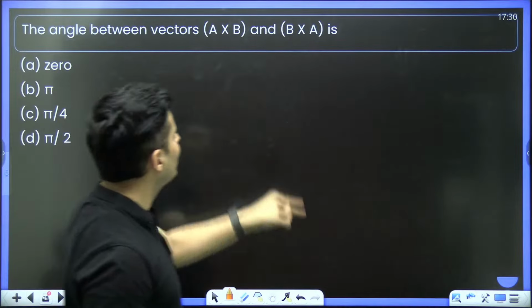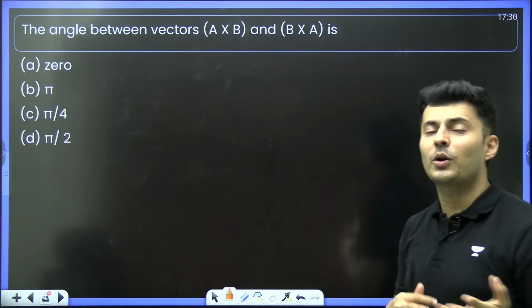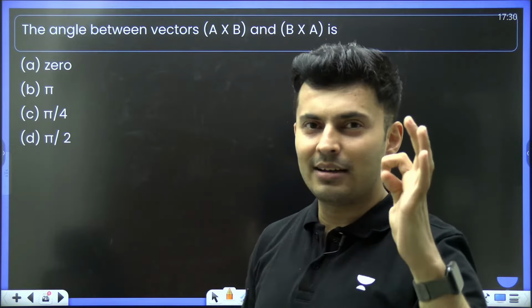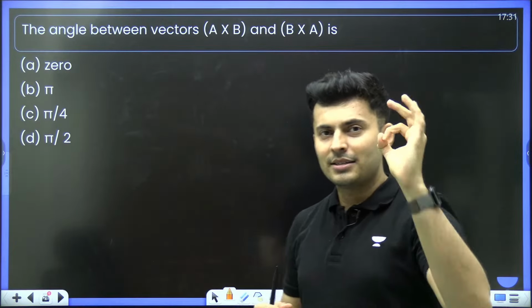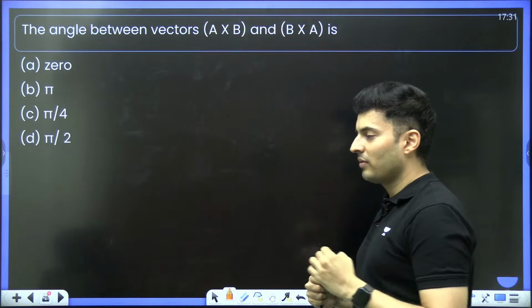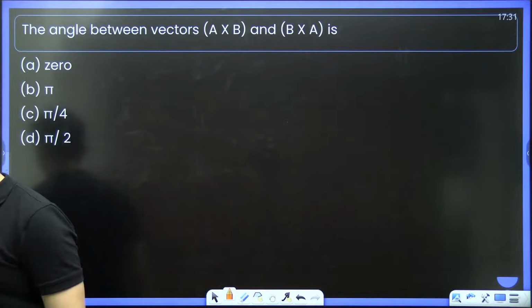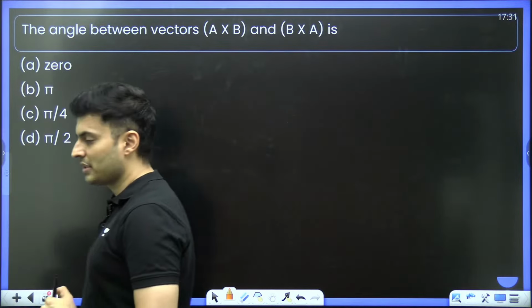The angle between vector A cross B and B cross A, very straightforward, very direct. You would have definitely seen this in the theory of the cross product. Come on, my dear warriors. What is the correct answer for this?